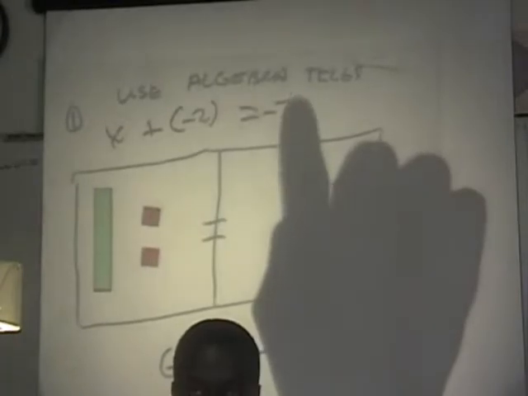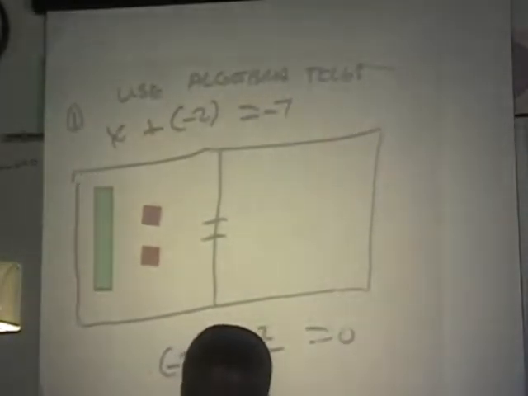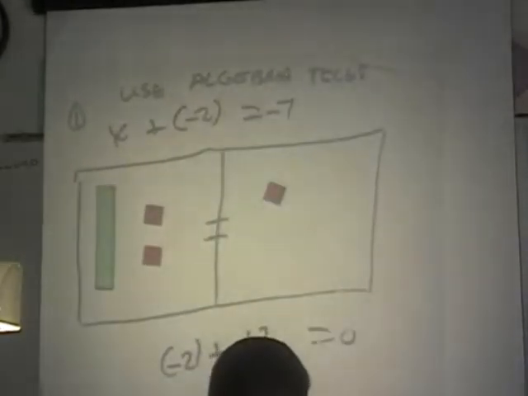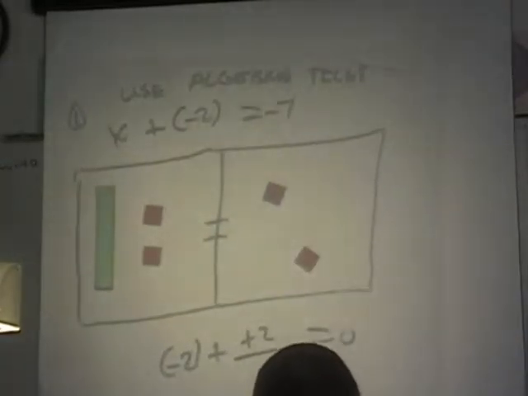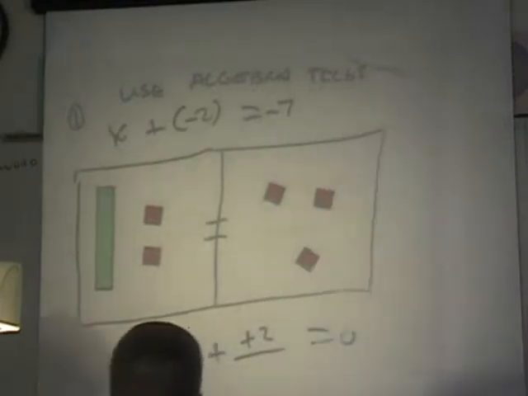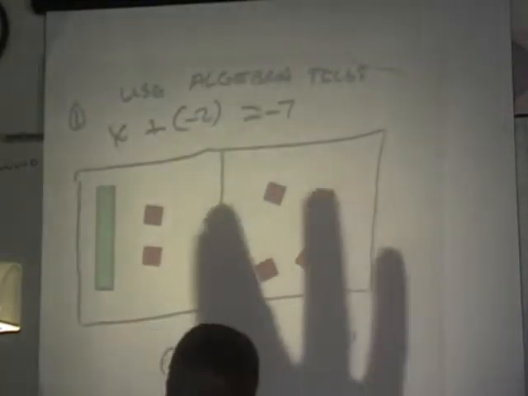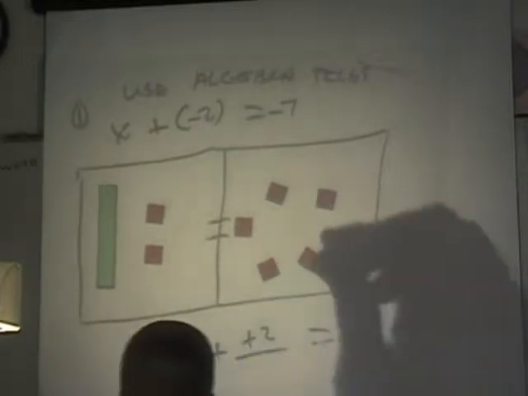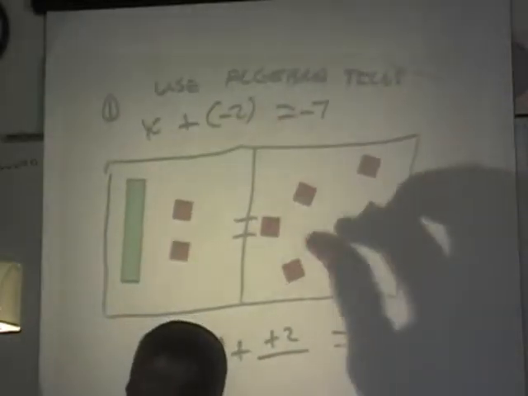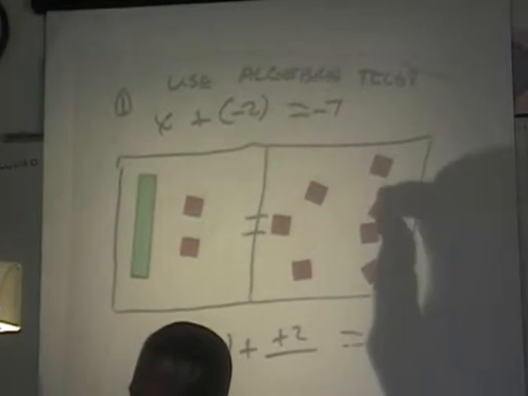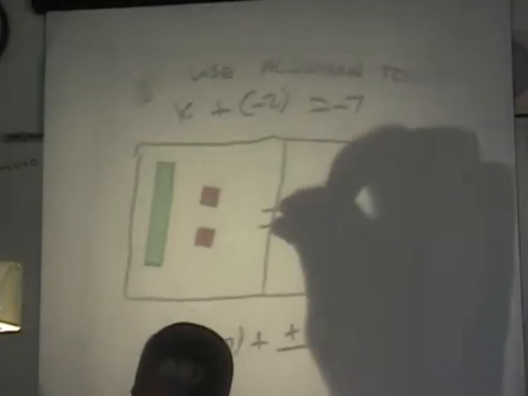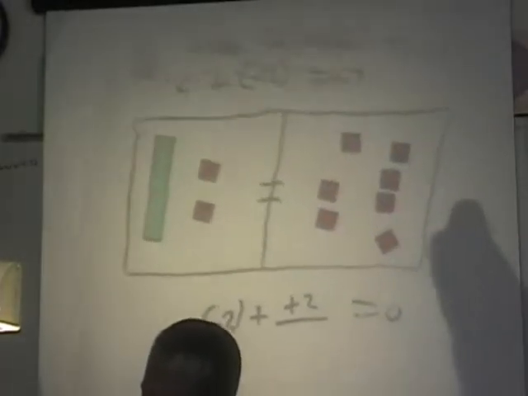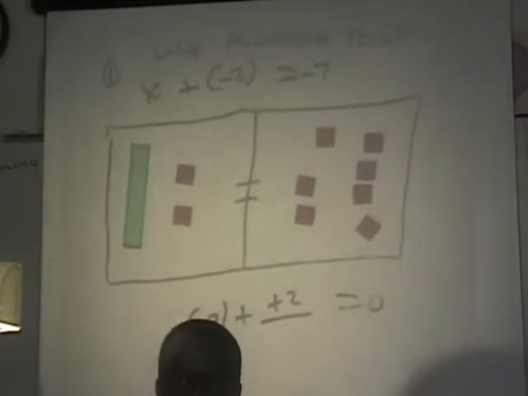And I need 7 red small squares, right? So we have 1, 2, 3, 4, 5, 2 more, and we have 7, correct? Let's put them all neatly together. Okay, now watch how this works. Very simple. Now we want to solve.